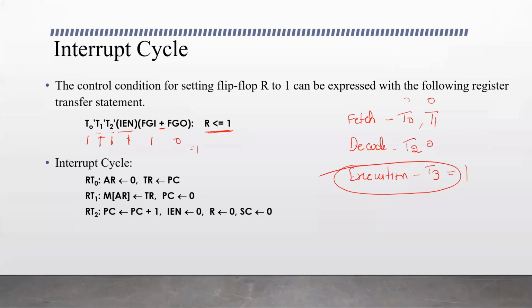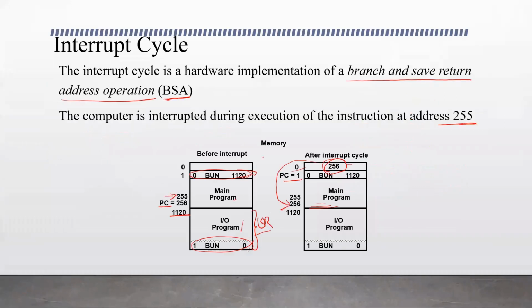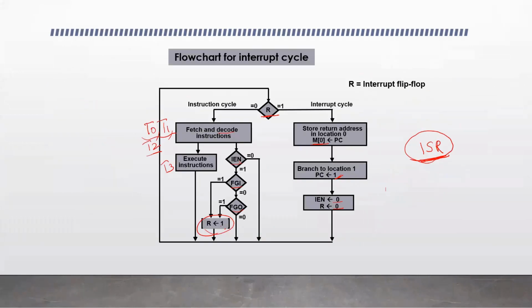The interrupt enable flip-flop should be 1. If you see the flow chart here, you can check. IEN is checked only during execution, not during the fetch and decode phases. Once the fetch and decode phases and the execution of the current instruction are completed, this is checked. If an interrupt is identified here, R is set to 1. At that time, the execution of the current instruction will be done. But in the next cycle, when R is checked, it is 1, so the next instruction will not be executed. The interrupt cycle will be executed.